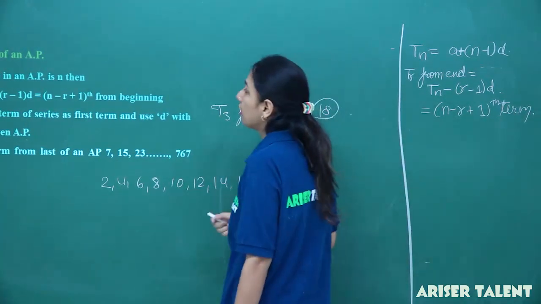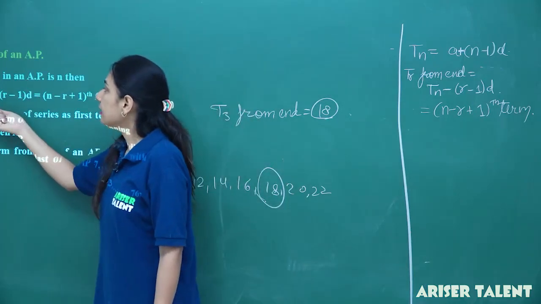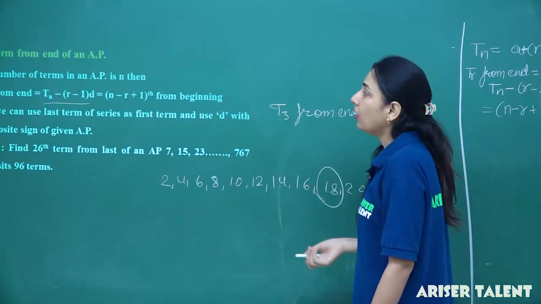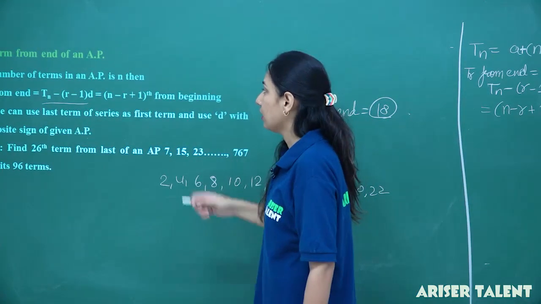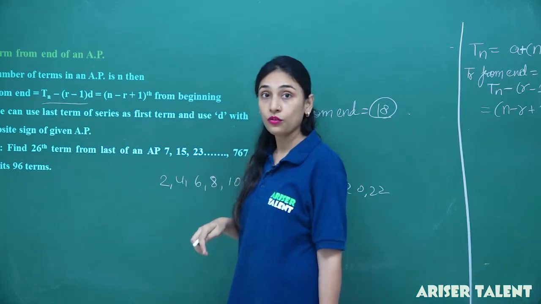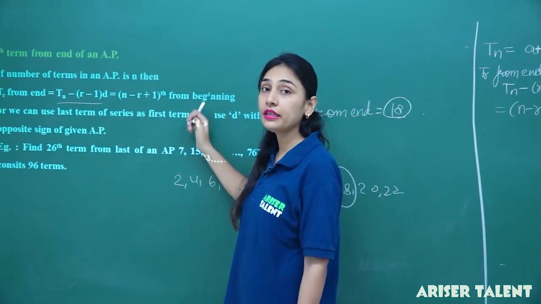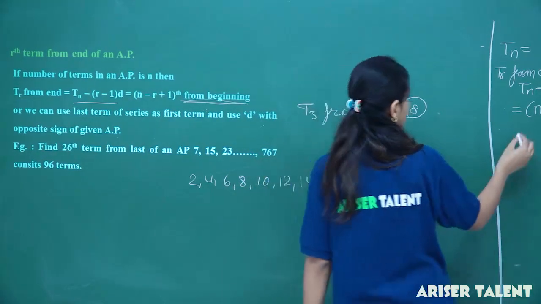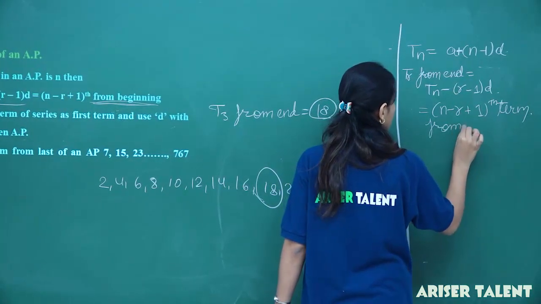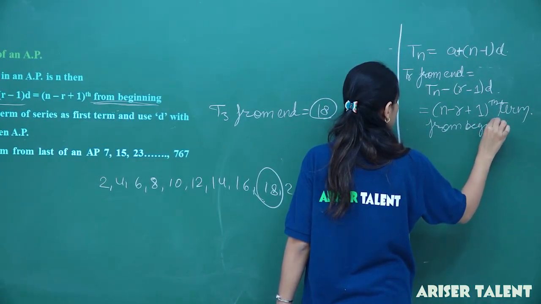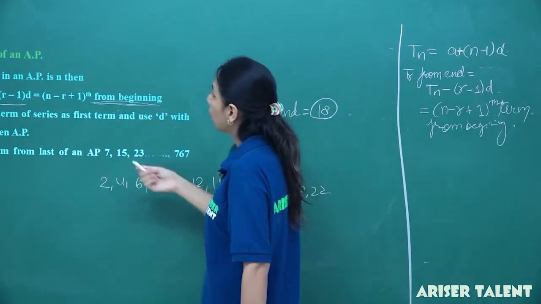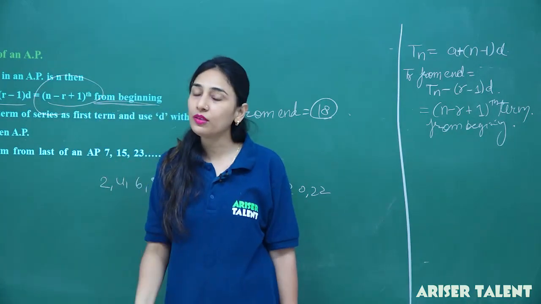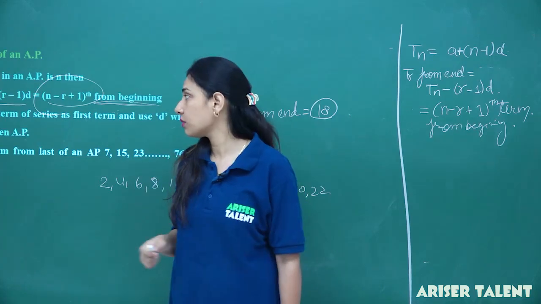So these two formulas we are having: either Tn minus (r minus 1) multiplied by d, or the (n minus r plus 1)th term from the beginning. From beginning is important here. It is from the beginning. So if you know what term it is from the beginning, you can easily find out the value of this term by the formula.